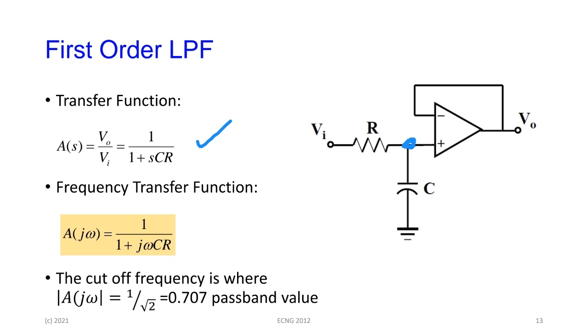And we learned from before that if you want to see what a frequency transfer function looks like, we make the substitution S equal to J omega. And we have that the frequency response transfer function is 1 over 1 plus J omega CR. Now, by definition, this is a definition here.